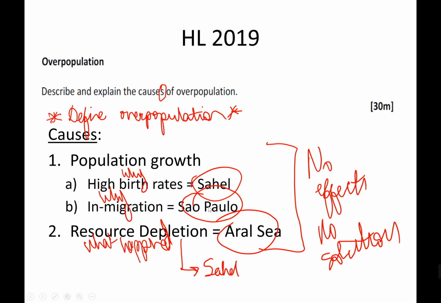Alright, so you would need a 13 mark question. You would need to discuss 5 SRPs on high birth rates, 5 on in-migration, and 5 on resource depletion in the RLC. When you break it down like that, it's really not a difficult question.